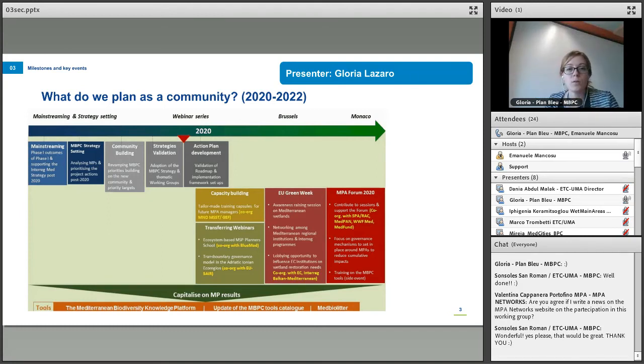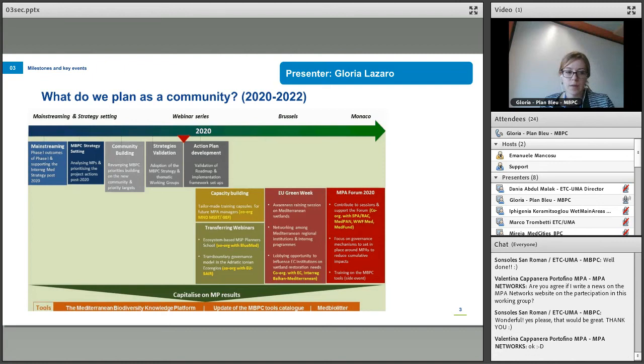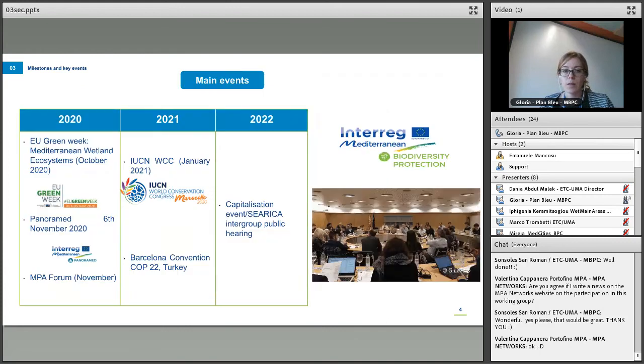As you know, the biodiversity protection community is a horizontal project for the InterRegMed program, and we are also collaborating on different outputs with other horizontal projects, for example a summer school that will take place next year in July, hopefully, and an intercommunity toolbox. We are also participating in the Green Deal policy paper in collaboration with other communities.